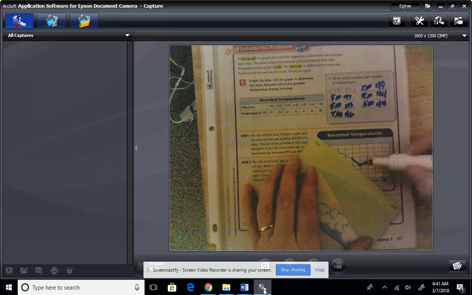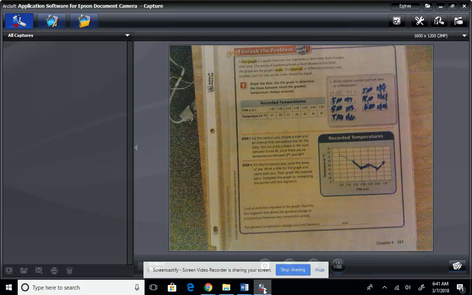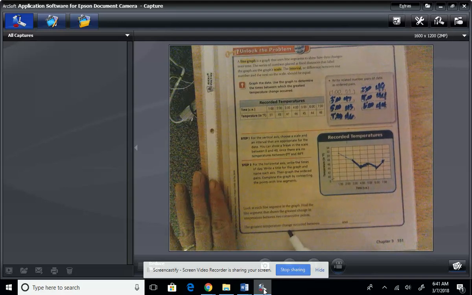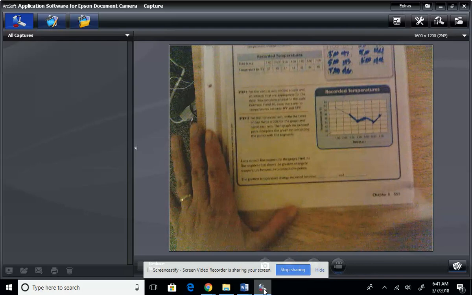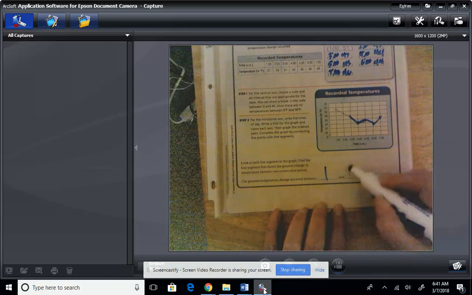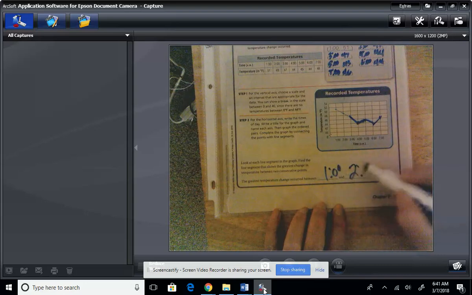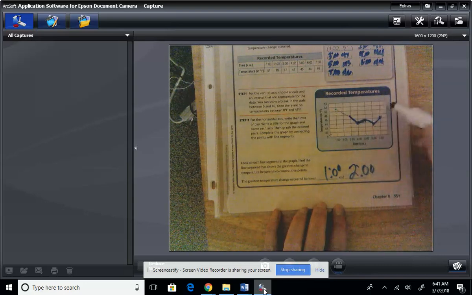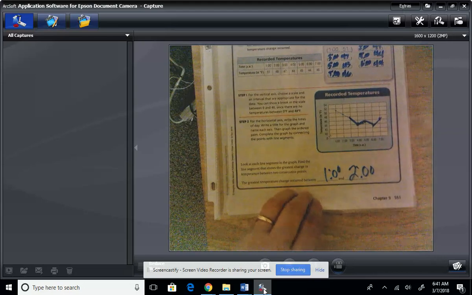You can't tell because my marker's too wide, but you want to keep yours nice and straight. All right, what is the greatest temperature that occurred between 1 o'clock and 2 o'clock? We can tell that right there by our graph. I noticed it wavered up and down, the longer it was there, that temperature was. Okay, so that's using a graph. Let's see if we can do another one. So let's try this.